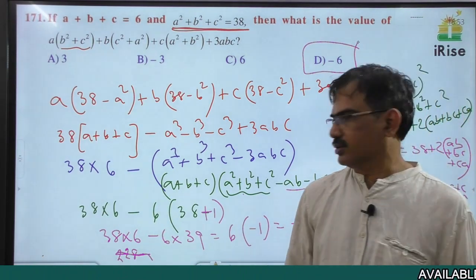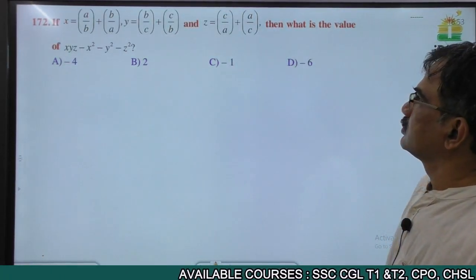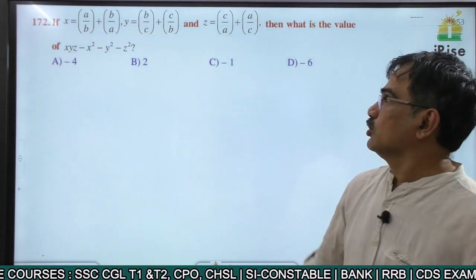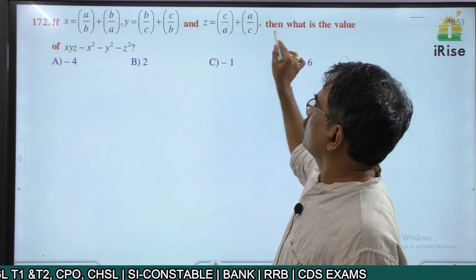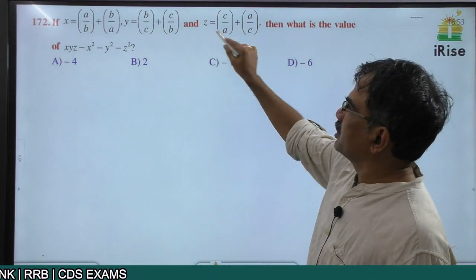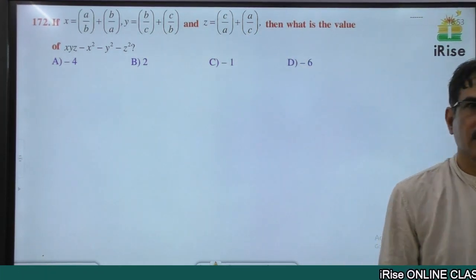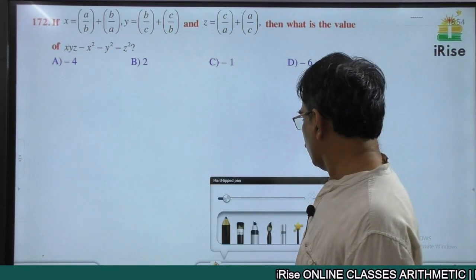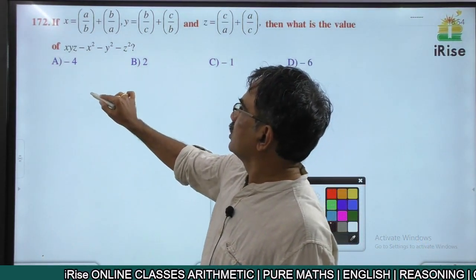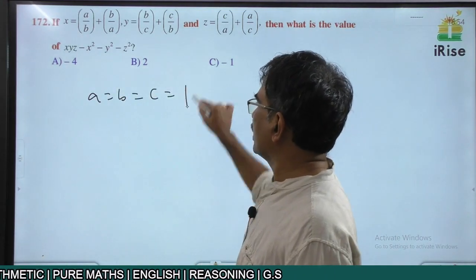Okay, yeah, next question. If x is equal to a by b plus b by a, y is equal to b by c plus c by a. See, the conditions and questions are in terms of variables, but the options are in terms of numbers. Therefore, I want to go for substitution. The substitution is put a is equal to b is equal to c is equal to 1.